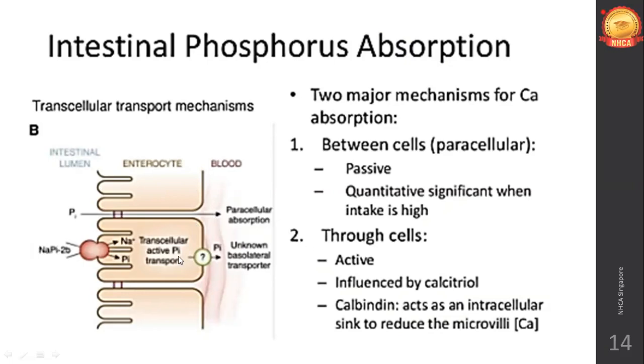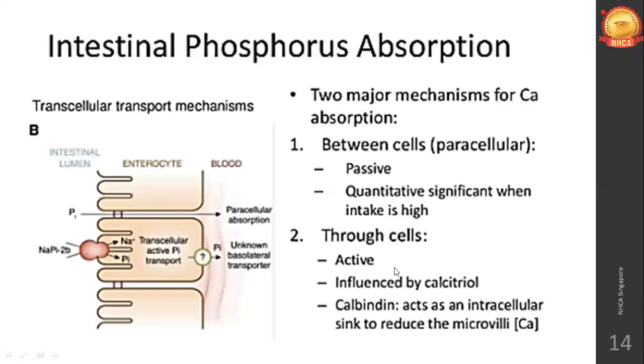Next is through the cells. It has to pass through the entirety of the enterocyte and then go inside the blood circulation. That is the second way. So this is active. Through the cells, it is active. Between the cells, it is passive. Active means there is a specific channel through which the phosphorus ion has to enter. And they use the sodium ions and phosphorus ions, they use the same channel. The channel through which sodium enters your intestine, the same channel is used by phosphorus as well to enter the intestine.